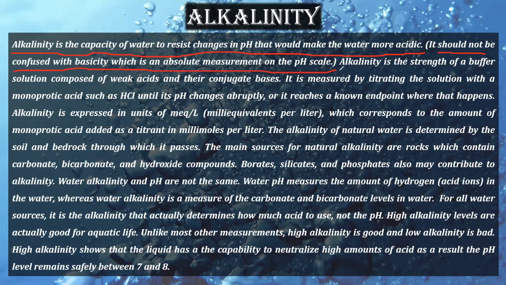than alkalinity. Okay, so basically alkalinity is the strength of a buffer solution composed of weak acid and their conjugate bases. Fine. It is measured by titrating a solution with a monoprotic acid such as HCl until the pH changes abruptly or it reaches the end point where that happens. Okay, so basically weak acid and their conjugate base, I think you remember, it is acetic acid and sodium acetate, right? Together they become a buffered solution, which is called an acidic buffer, right?